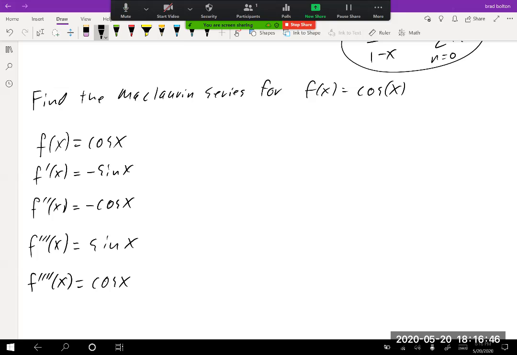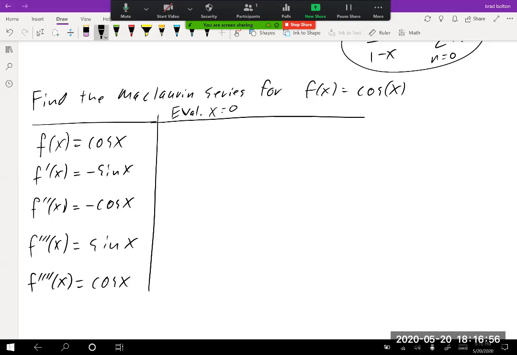Now I have to evaluate this. So I'm going to evaluate it at x equals 0, right? Okay, so let's see what we get. You guys can obviously skip a lot of this stuff. I'm just trying to show you where everything's coming from. And the result would go here.